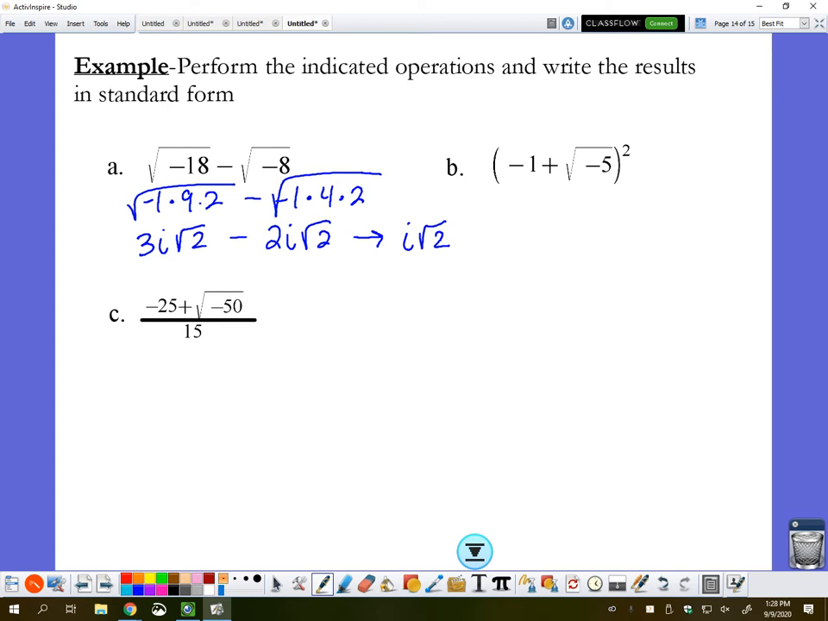On part B, remember squared means that you multiply something times itself. So you have 1.